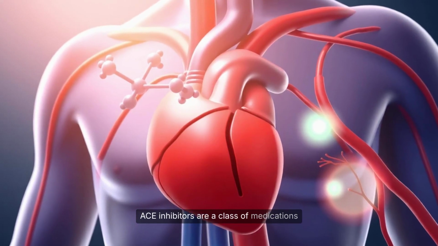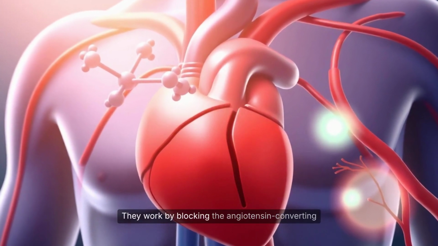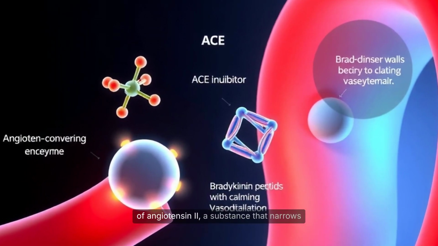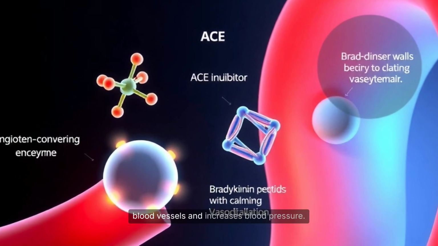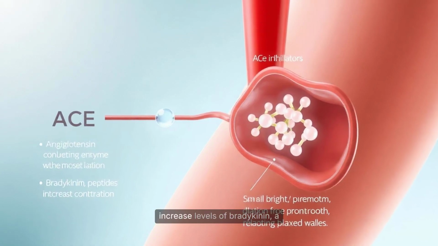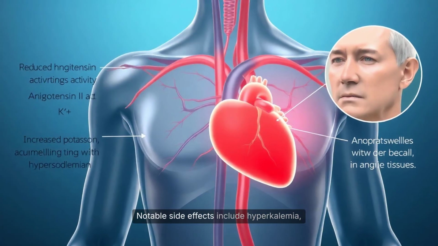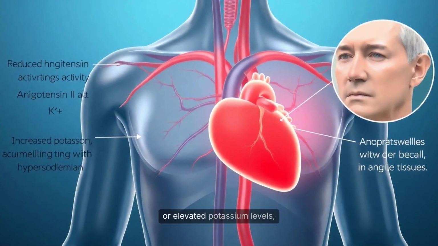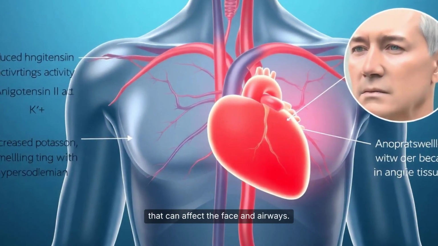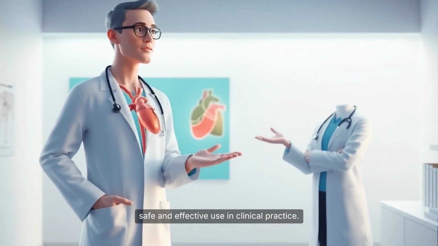ACE inhibitors are a class of medications primarily used to manage high blood pressure and heart failure. They work by blocking the angiotensin-converting enzyme, which reduces the production of angiotensin II, a substance that narrows blood vessels and increases blood pressure. Additionally, ACE inhibitors increase levels of bradykinin, a peptide that promotes vasodilation. Notable side effects include hyperkalemia, or elevated potassium levels, and angioedema, which is swelling that can affect the face and airways. Understanding these features helps guide their safe and effective use in clinical practice.